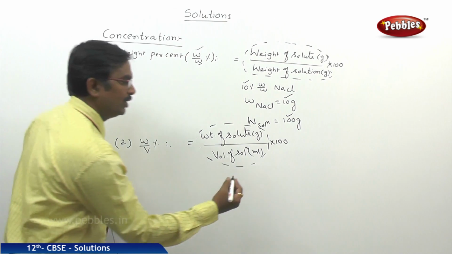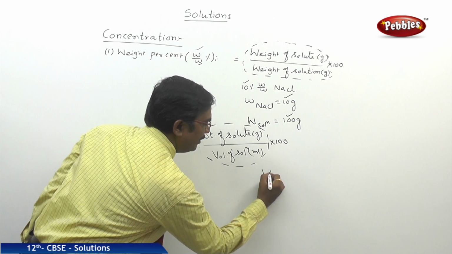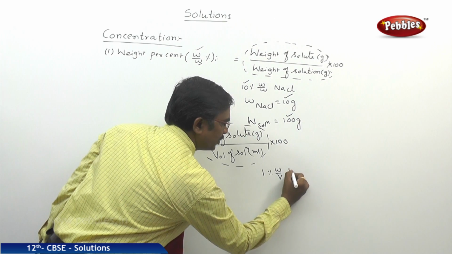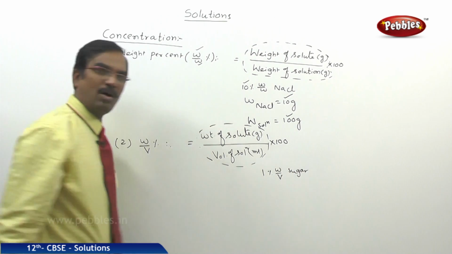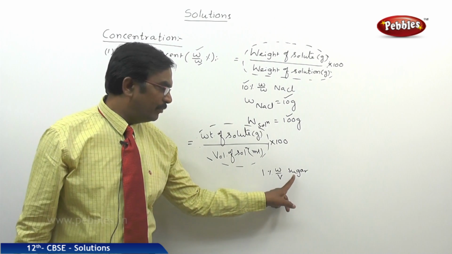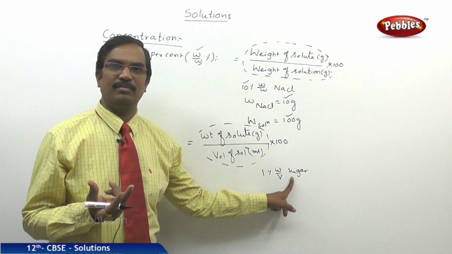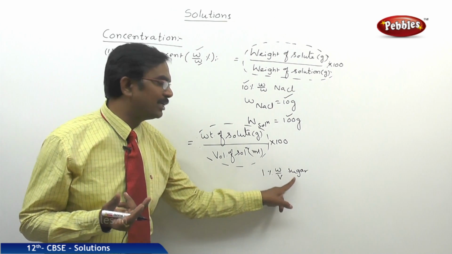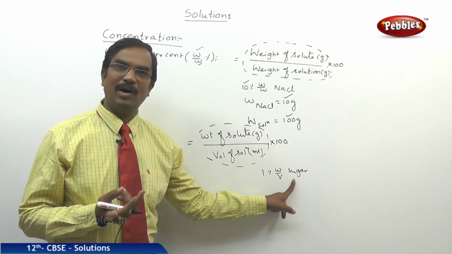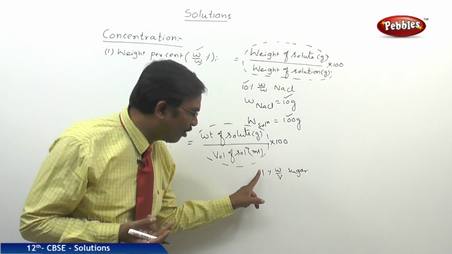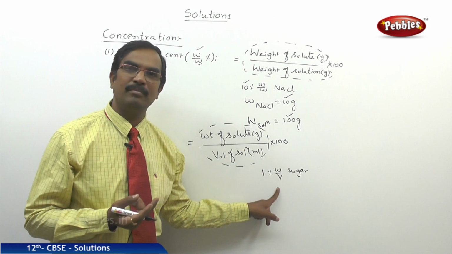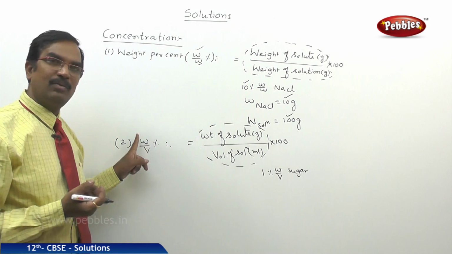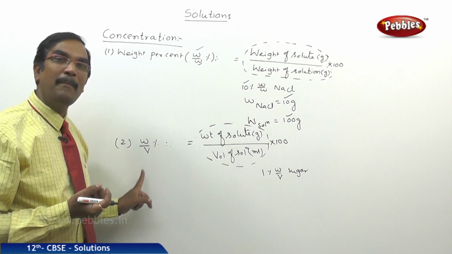For example, suppose I take 1% weight by volume sugar or salt, whatever it may be. This means we have 100 ml of the solution, and in this 100 ml of solution, 1 gram of the sugar is present. Only then can we call it 1% weight by volume. This is how we define weight by volume percent.